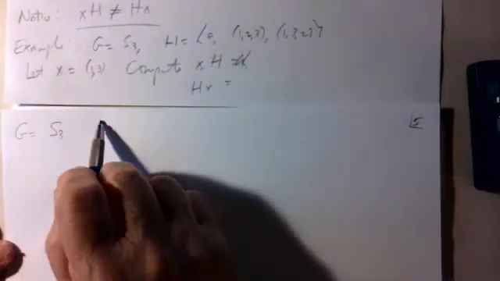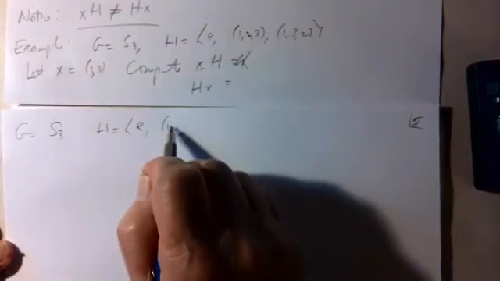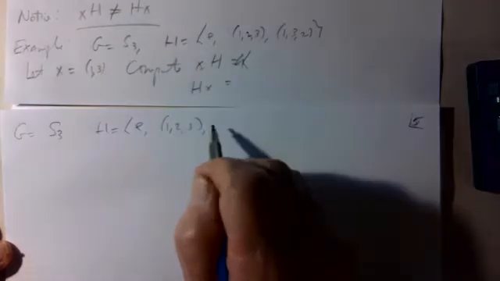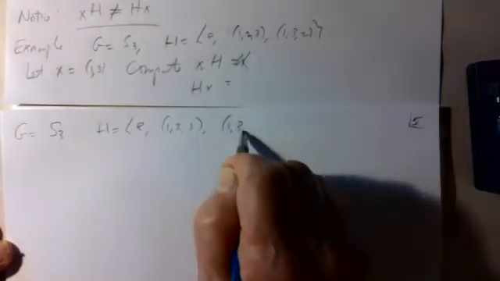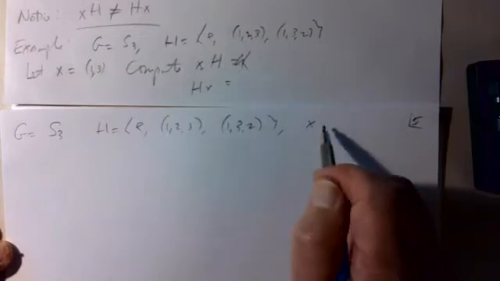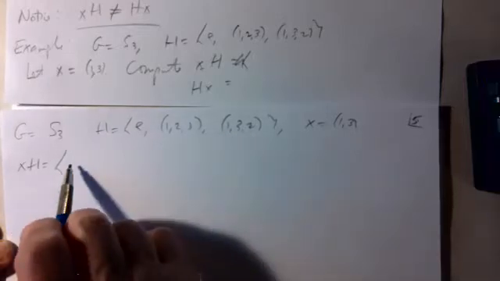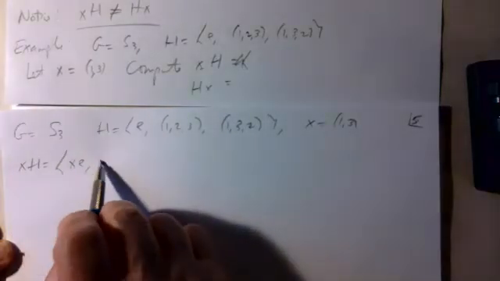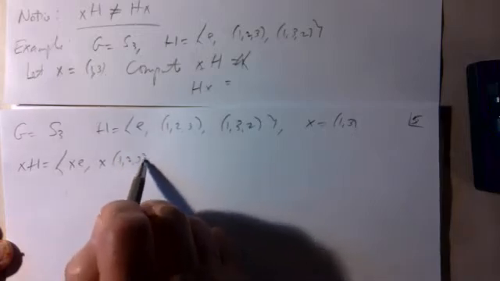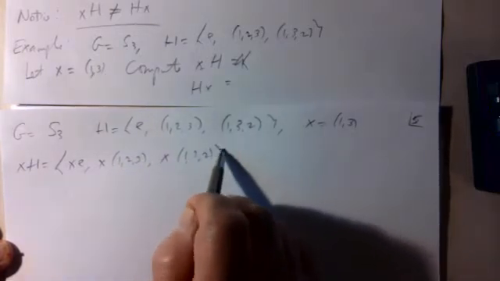So G is S3. H is the 3-element subgroup consisting of the identity, the permutation (1 2 3), and its inverse, the permutation (1 3 2). And X is the transposition (1 3). So what is the left coset? You multiply each of these permutations on the left by X: XE, X times (1 2 3), and X times (1 3 2).